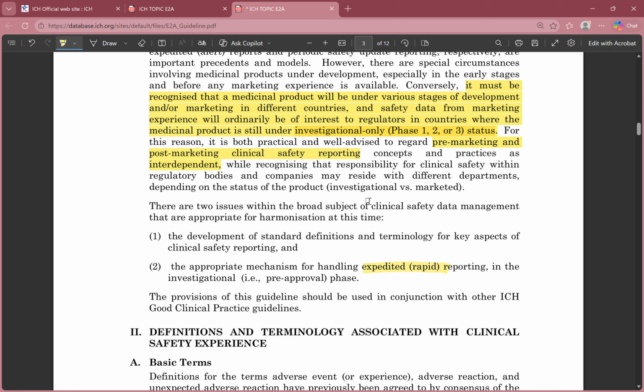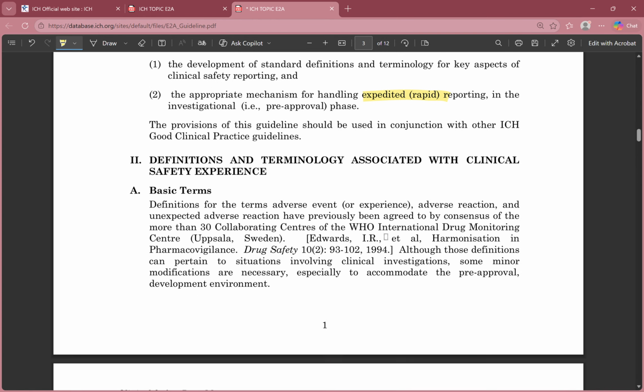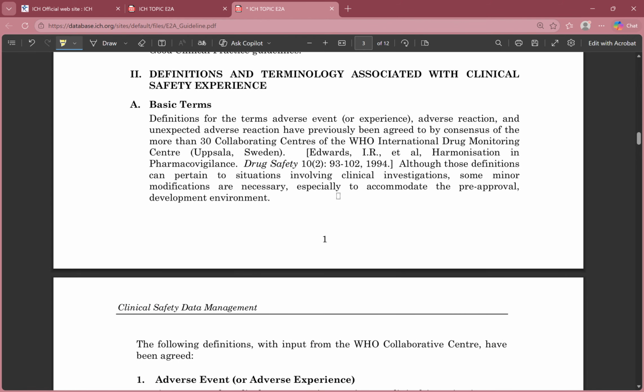And regulatory authorities, we all know, are the organizations that monitor all of these things. Examples can be US FDA, EMA, Health Canada, or any other regulatory authority that is working in any part of the world in relation to that. Okay. So now this section is about the definitions and the terminology associated with the clinical safety experience, right? So we are going to discuss the basic terms here.